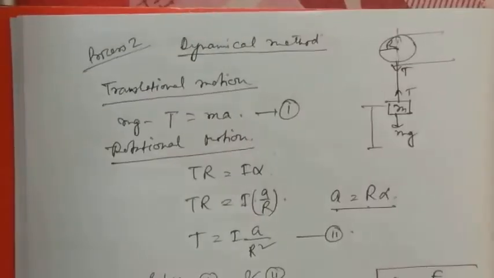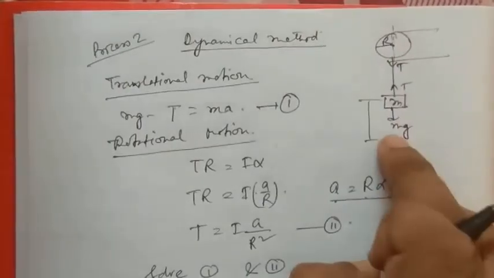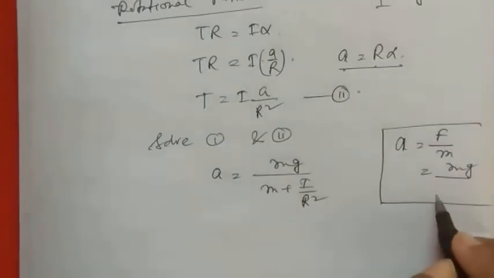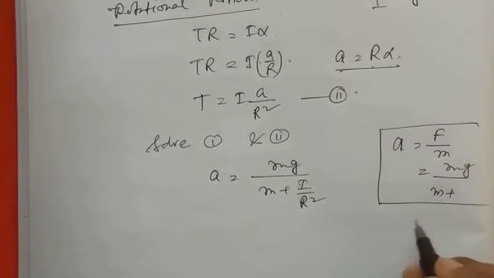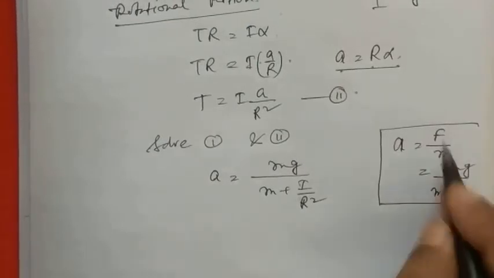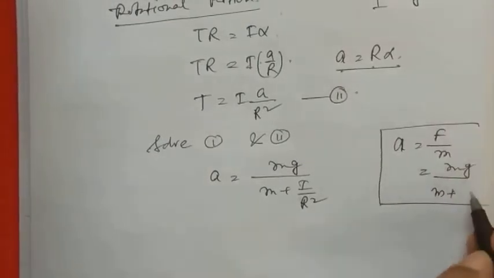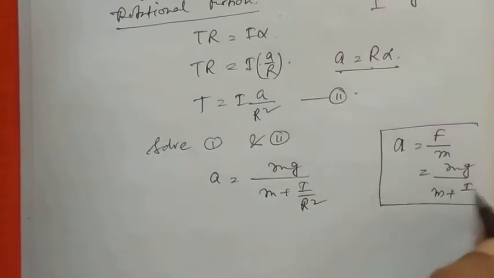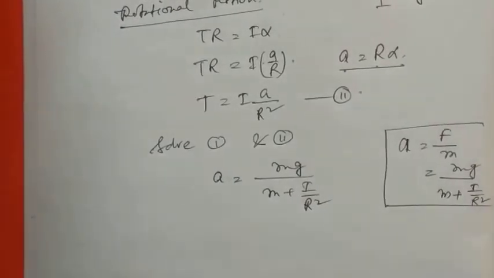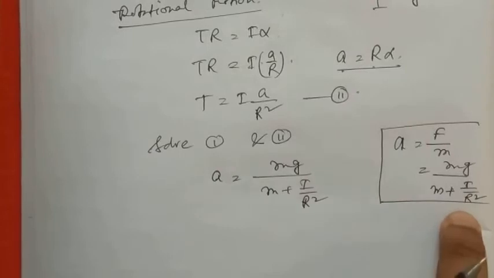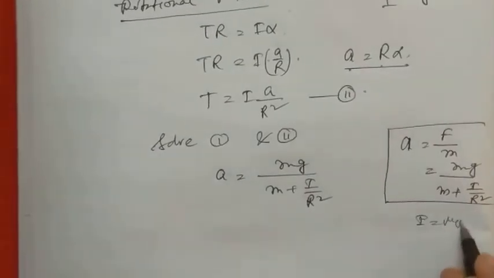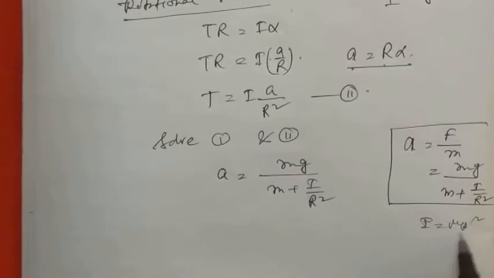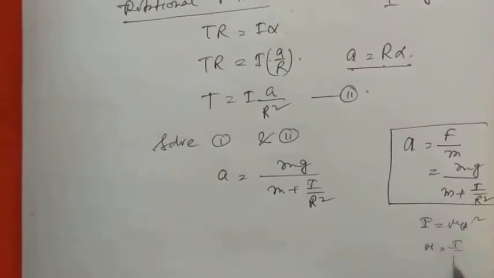The total mass of the system means the mass of the cylinder and the mass of the block, which is small m. We have to write the mass of the cylinder in the form of I is equal to mr square. From that we can get I by R square. The mass of the cylinder we can write as I by R square, because we know that I is equal to mr square. So m is equal to I by R square.